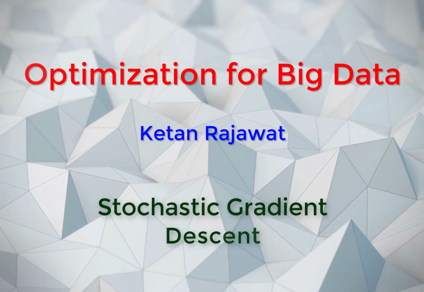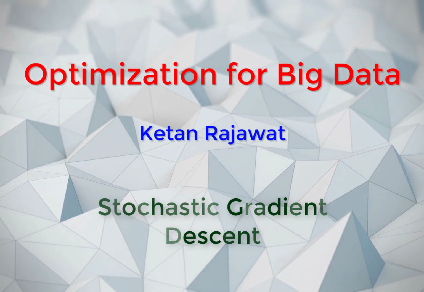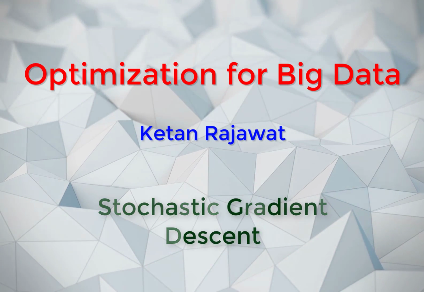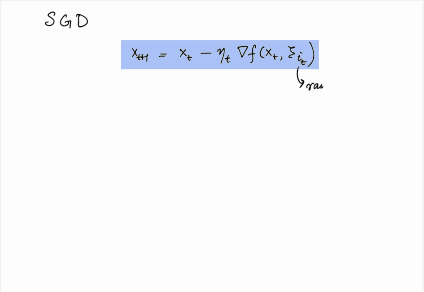Hello all. In this video we will describe the stochastic gradient method and look at its intuition as well as some history. The stochastic gradient descent updates take the form x_{t+1} = x_t - η_t ∇f(x_t, ξ_{i_t}), where i_t is a randomly chosen index from 1 to n. In other words, each iteration of stochastic gradient descent corresponds to selecting ξ_{i_t} at random and then calculating the gradient of that component.